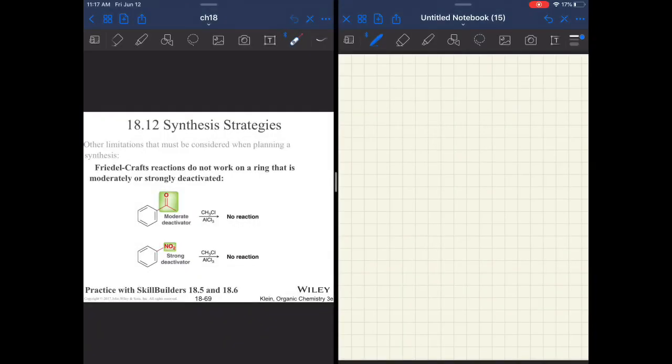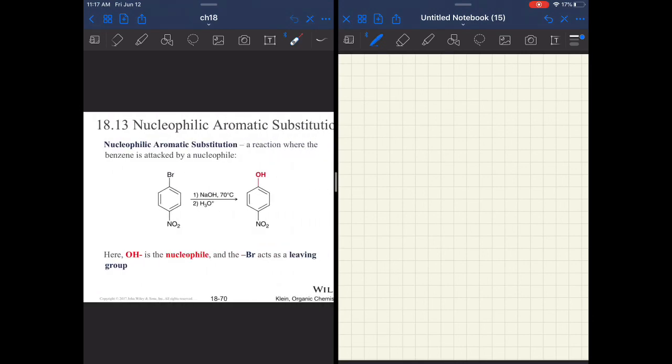All right, welcome to the fifth and final part of chapter 18. We're going to do just one reaction from the last section. We've been talking about electrophilic aromatic substitution, and so we're going to wind this down with a nucleophilic aromatic substitution reaction. There are a couple different reactions here at the end, but we're just going to look at this first one.